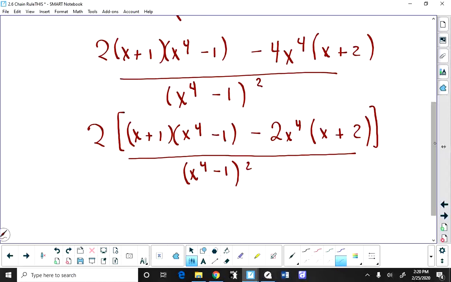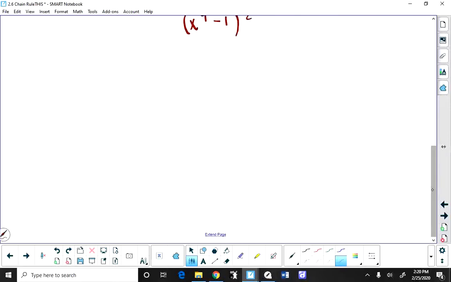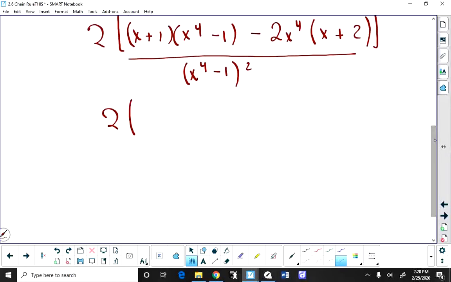So I'm going to clean this up now by expanding this out. I have to do a foiling here, x to the 5 minus x plus x to the 4 minus 1. Can you check my first, outer, inner, last, everybody, on that, please? And let me know if it looks okay. Noah, do you have a question? No? Okay. Does it look okay?